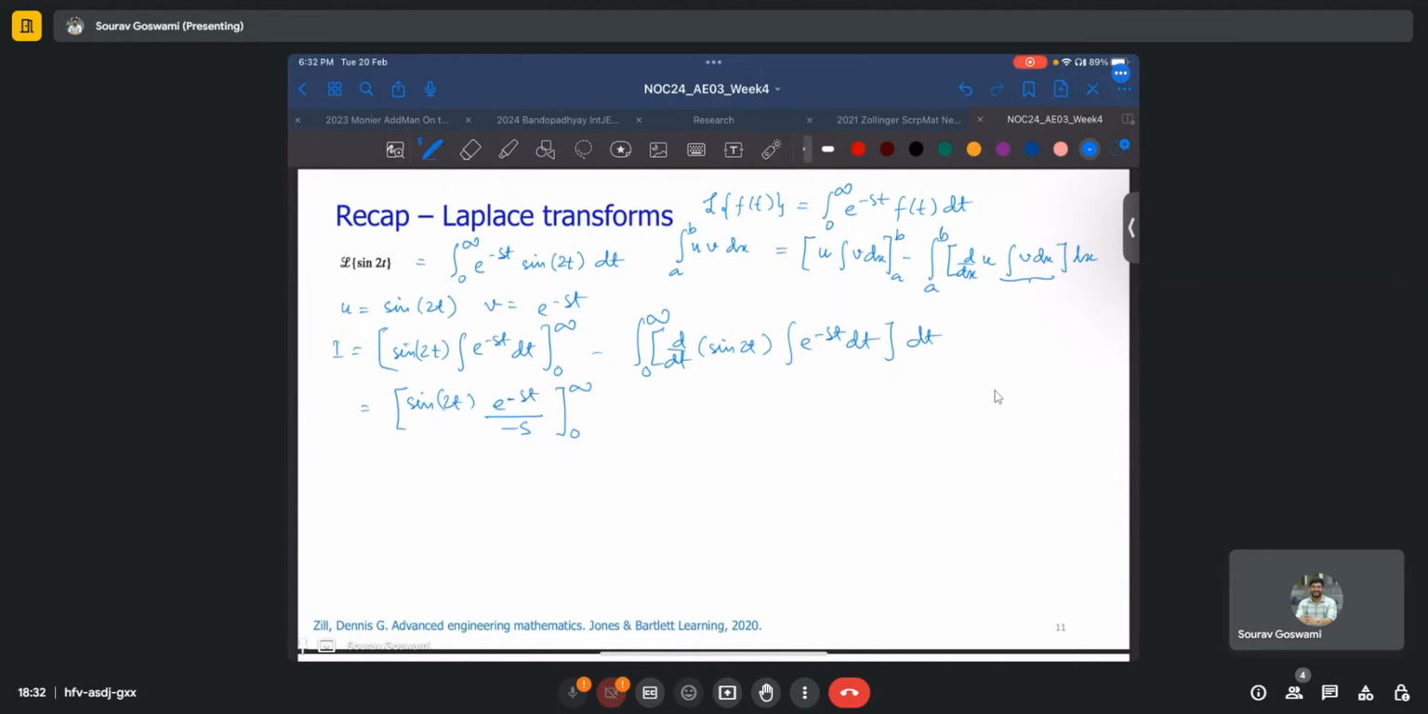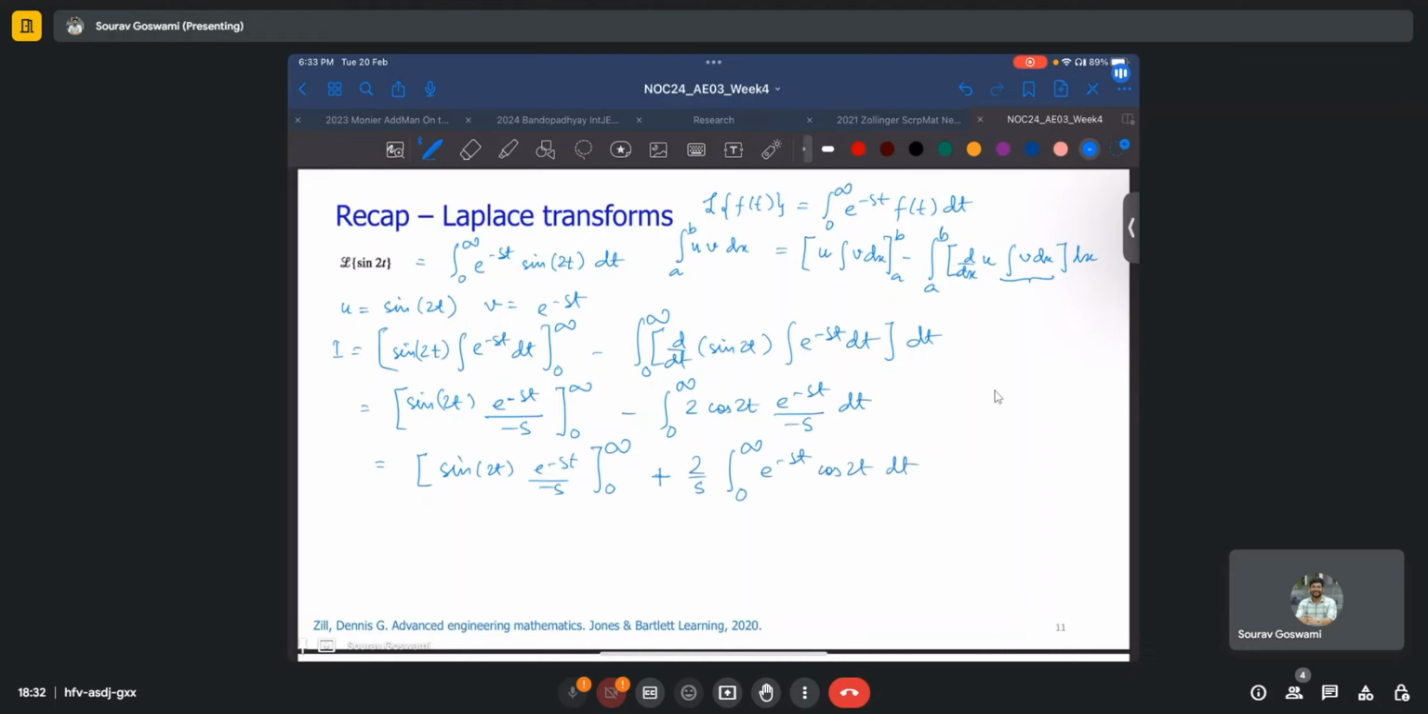And this will turn out to be, the derivative of sine of 2t will be 2 cos 2t. And here again we have e power minus st by minus s dt. So this is sine 2t e power minus st by minus s, plus 2 by s, integral 0 to infinity e power minus st cos of 2t dt.